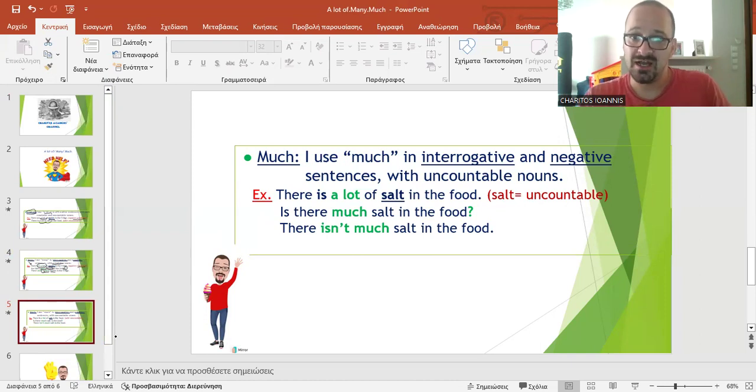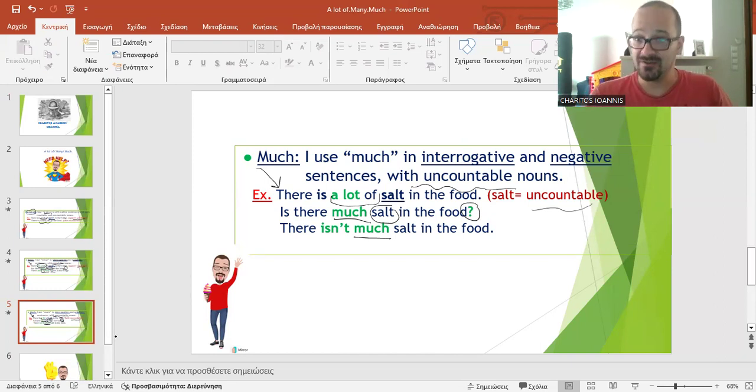Much does the opposite. I use it again in interrogative and negative, but this time with uncountable nouns. So if I start again from my affirmative sentence, there is a lot of salt in the food, a lot of, because it's affirmative, salt is uncountable. Look what happens in the interrogative question. Is there much salt in the food? Here I used much because my sentence is interrogative, a question, and because the noun salt is uncountable. Negative, there isn't much salt in the food.